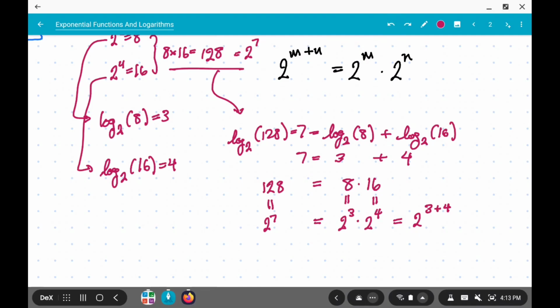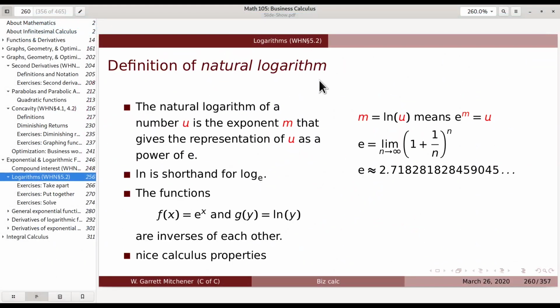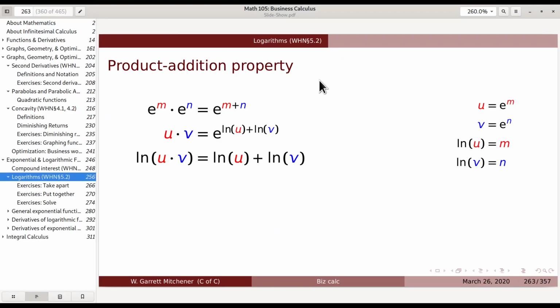Let me show you exactly what that looks like. So fast forward here. Here's what it looks like using base e. So first, I'll begin with just e to the m times e to the n equals e to the m plus n, basic property of exponents. Then I'm going to change my symbols around. I'm going to let u be e to the m and let v be e to the n.